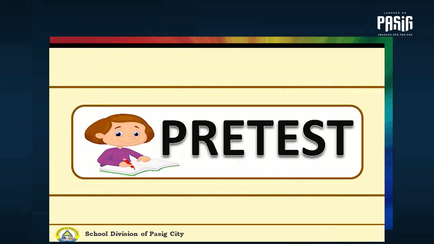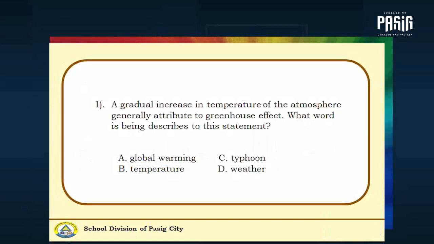Before we proceed to our lesson, let's have a pre-test. Number 1. A gradual increase in temperature of the atmosphere generally attributed to greenhouse effect. What word is being described to this statement? A. Global warming. B. Temperature. C. Typhoon. D. Weather. Timer starts now. And the answer is letter A.